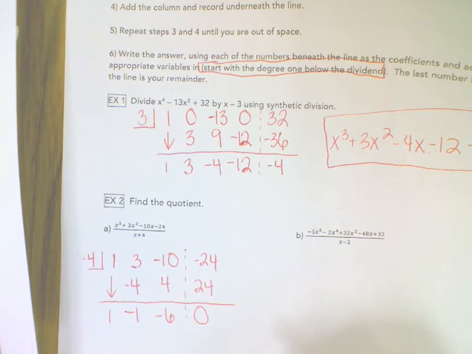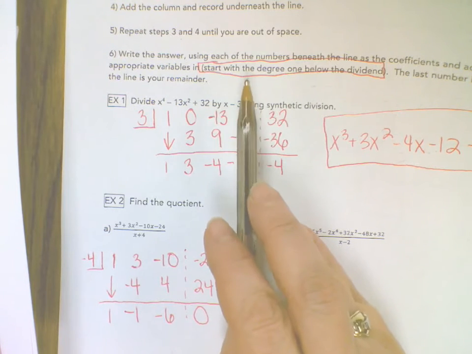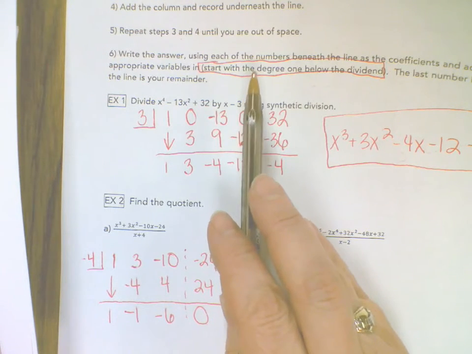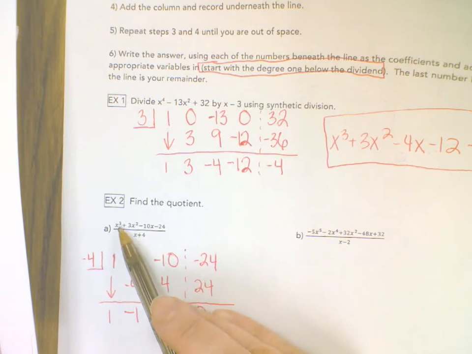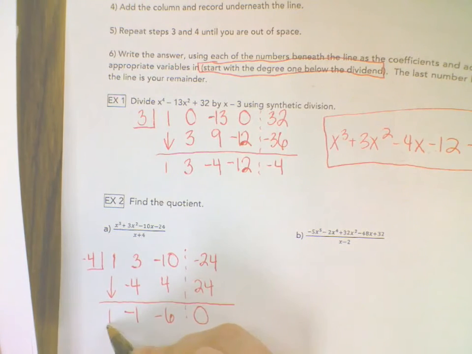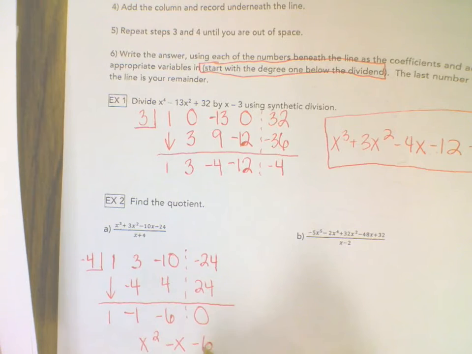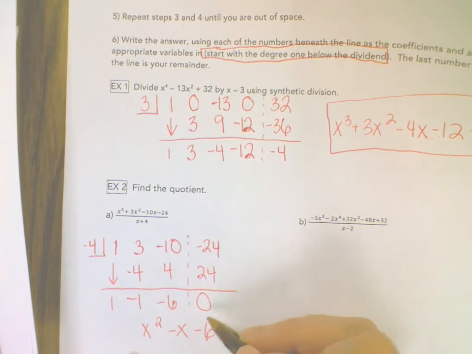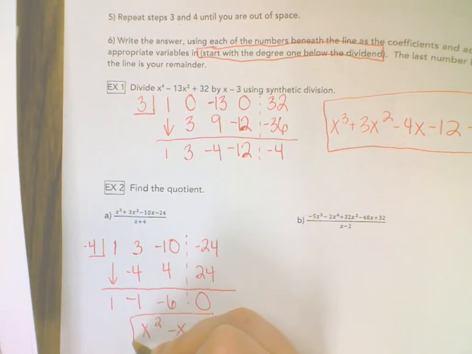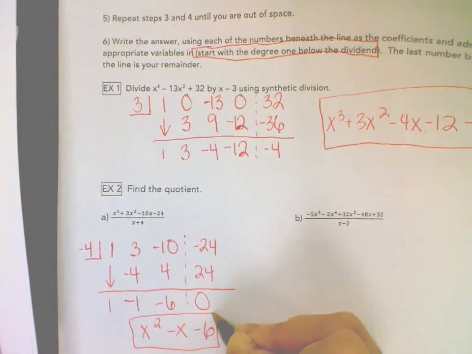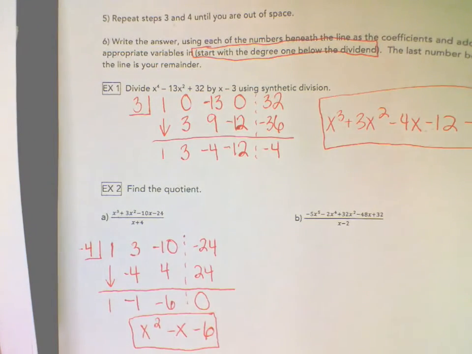When I go to write my answer, again, start degree 1 below the dividend. Here my dividend is x cubed, so my answer should start with x squared and then count down. So 1x squared minus 1x, which is minus x, minus 6 with a remainder of 0. If there is no remainder, you don't have to write a remainder. This would just be my answer.